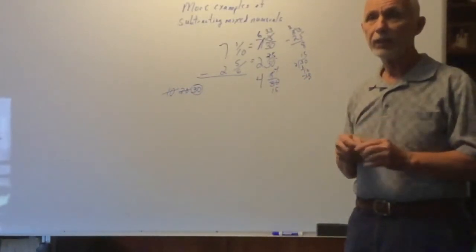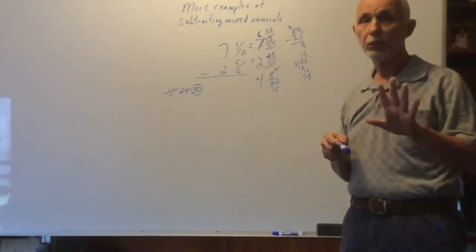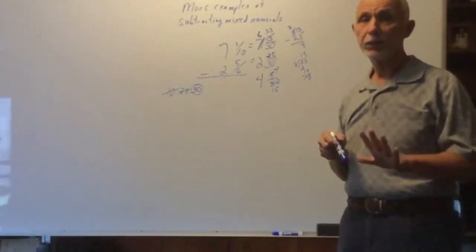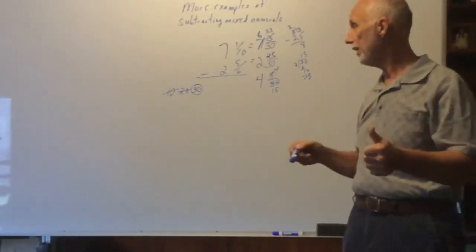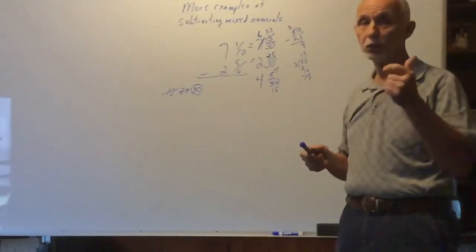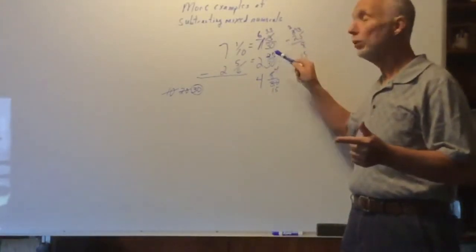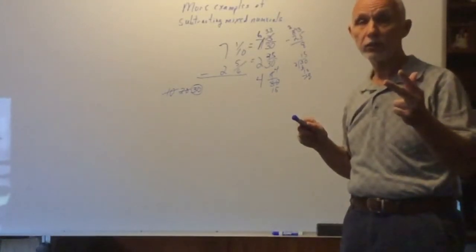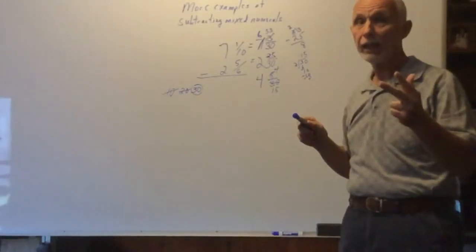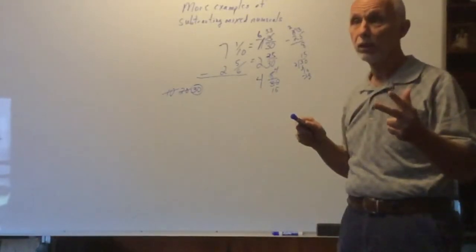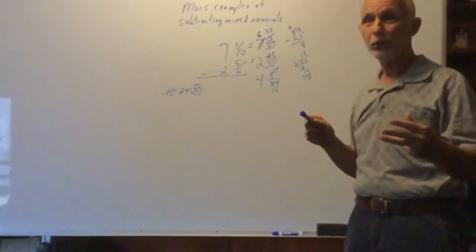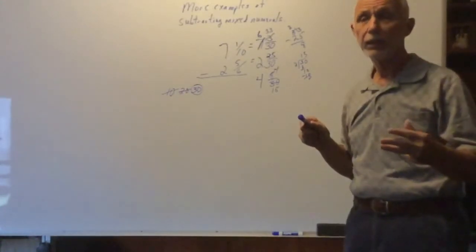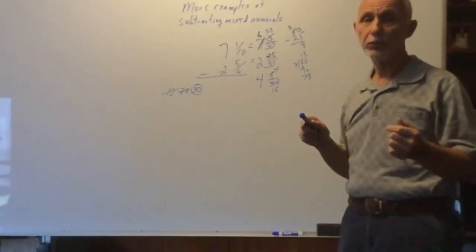And again, there are 5 steps whenever you subtract mixed numerals. 1, find the right common denominator. 2, find the missing numerator. 3, subtract the whole numbers and the numerators, keep the denominators the same, and you might have to borrow. 4, make sure it's proper, which it almost always will be. And 5, make sure it's simplified.